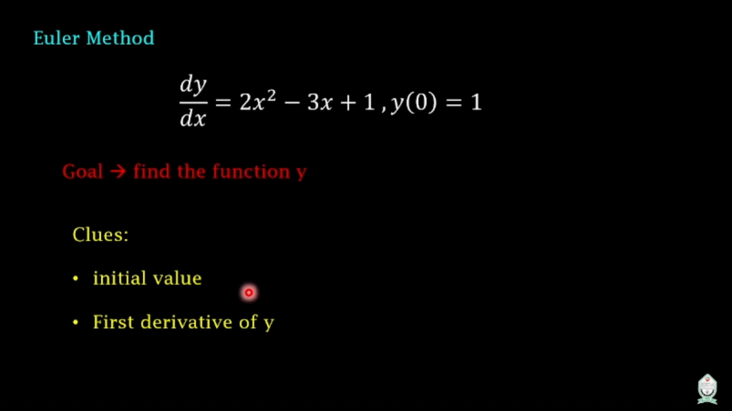One is the initial value, another one is the first derivative of y in this format. So using these two clues, we would like to find the function y, and in Euler's method, we are basically trying to plot the graph of y in the graph.